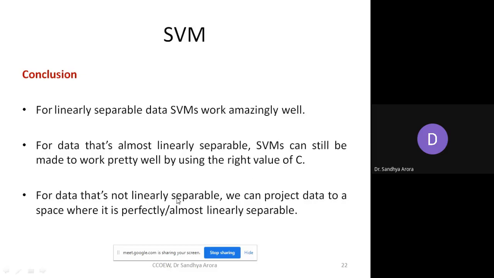And for data which is not linearly separable, you can project the data to some other space, and in that space you can perfectly classify the data. Those data items can again be mapped to 2 dimensions, which will help you get linearly separable data. The third point, the kernel trick, is the concept which works behind this.